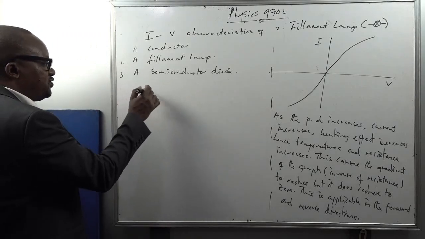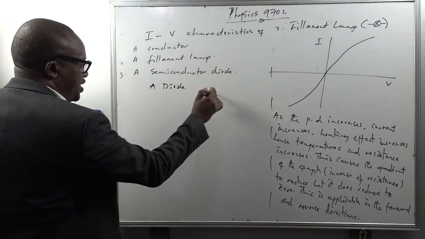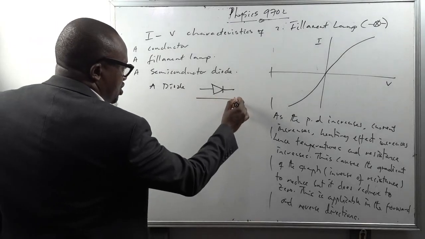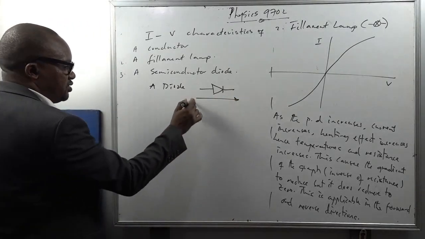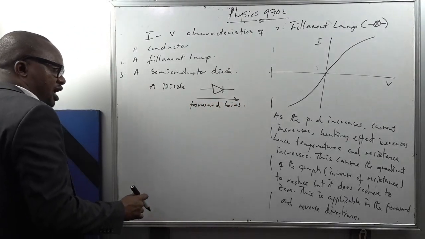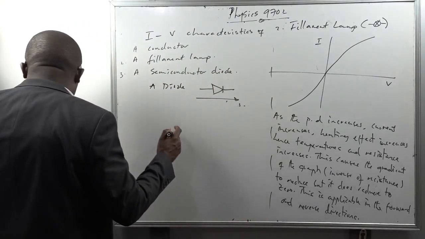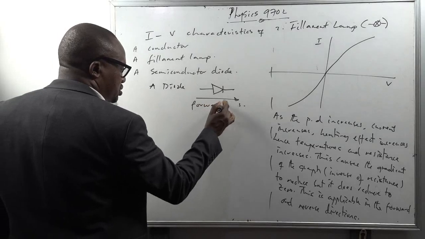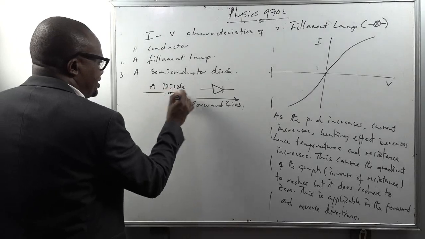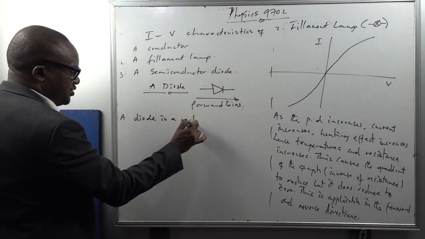A diode is a rectifier. The symbol for a diode is like this, which means a diode only conducts when the voltage is applied in the forward bias. So we can easily say here that a diode is a rectifier.